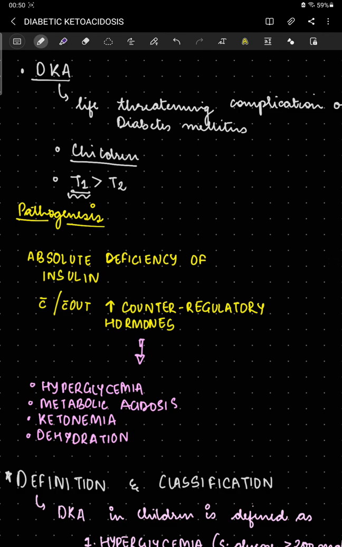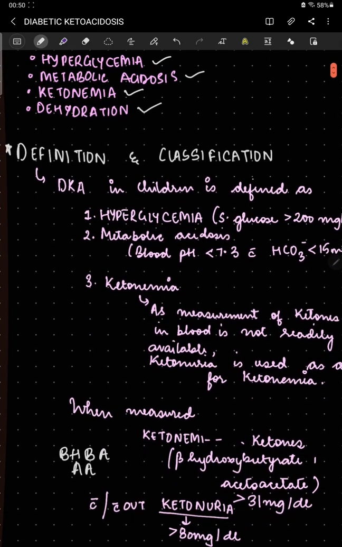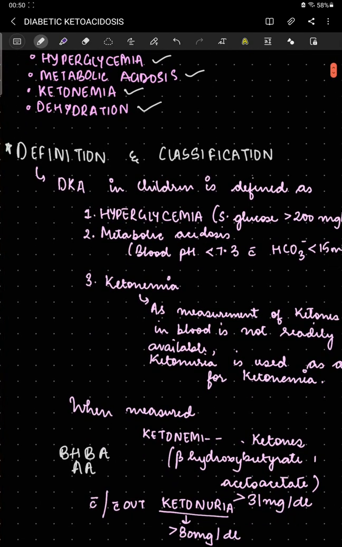That is, there is absolute deficiency of insulin with or without an increase in the counter regulatory hormones. That leads to hyperglycemia, metabolic acidosis, ketonemia, and dehydration. Now coming on to definition and classification of DKA. First of all, how do you classify DKA?